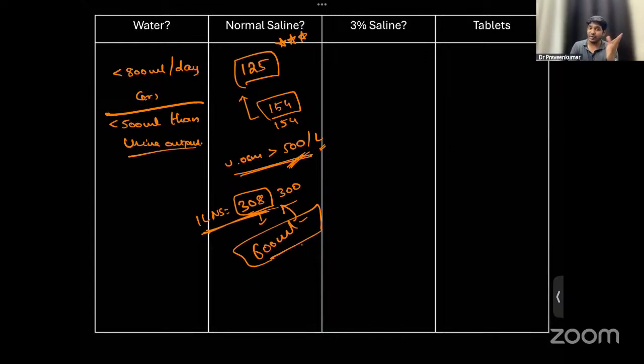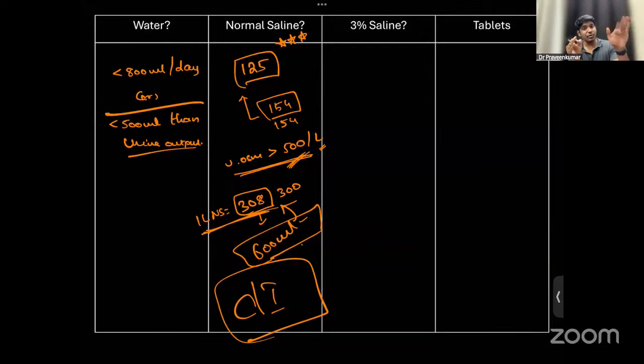So you gave 1 liter, of which 600 ml goes out as urine, and all the solutes you gave, the 308, will go out with it. The remaining 400 ml of excess fluid will stay in the body, and that will cause further dilution of your serum osmolality. So this 125 sodium will become 120 if you give normal saline. So normal saline is contraindicated. That's all, very simple. Because the osmolality of the fluid you give should be much higher than the urine osmolality. That is what I want to tell.